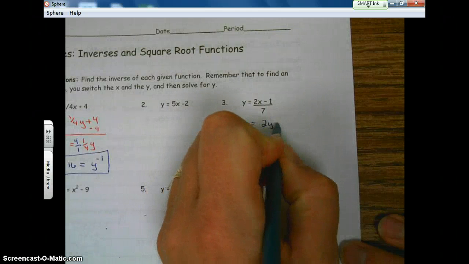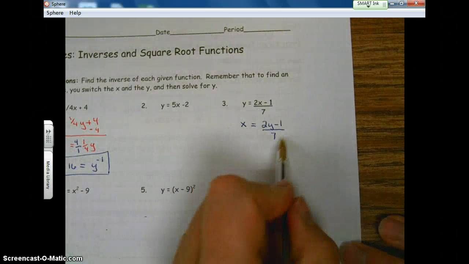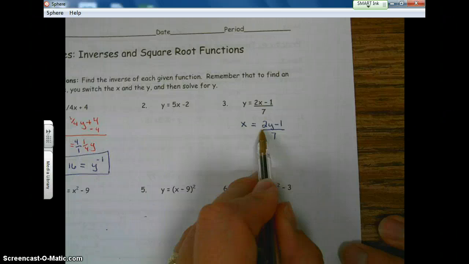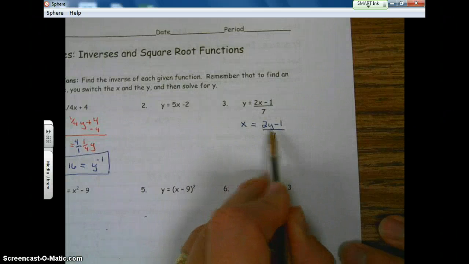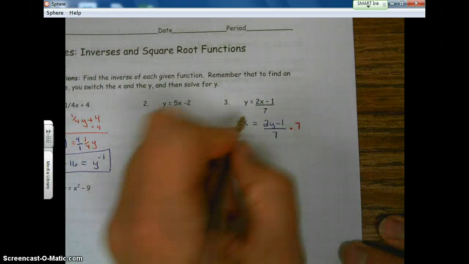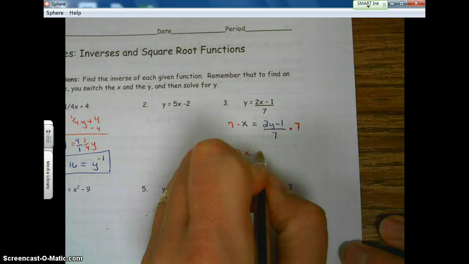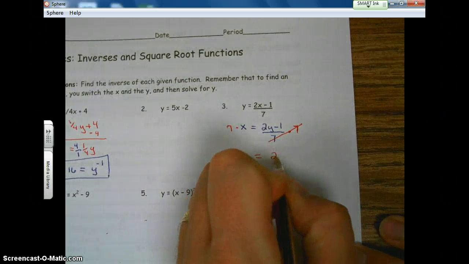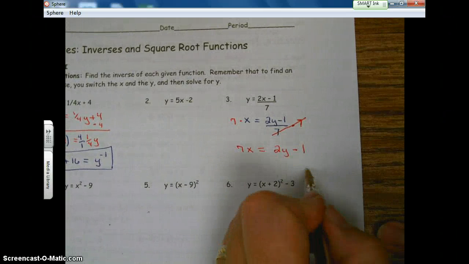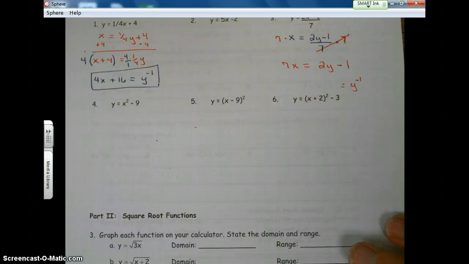Switching the x and the y. Okay? Now in this case, we have really one big fraction here. And what we want to do here is we want to undo the fraction first. Okay? So this is divide by 7. So the inverse operation is multiply by 7. Okay, we're going to multiply both sides by 7. So those cancel. And go ahead and finish this on your own. Let's take a look at number 4.